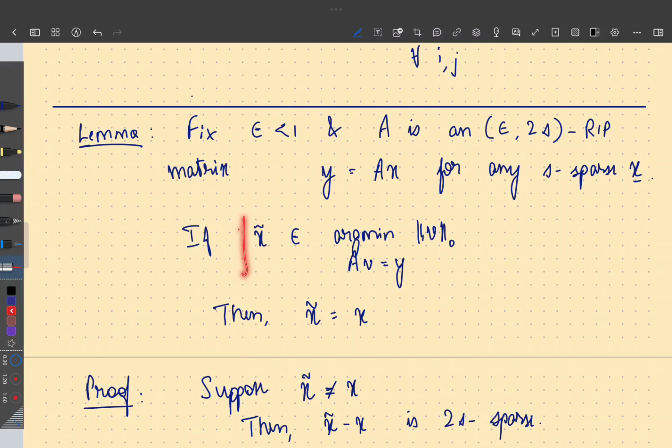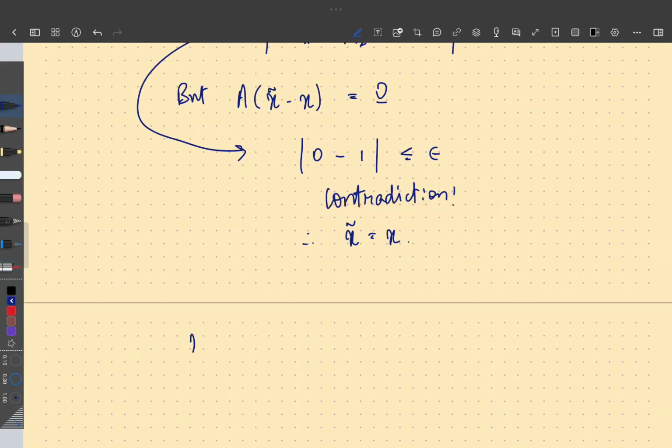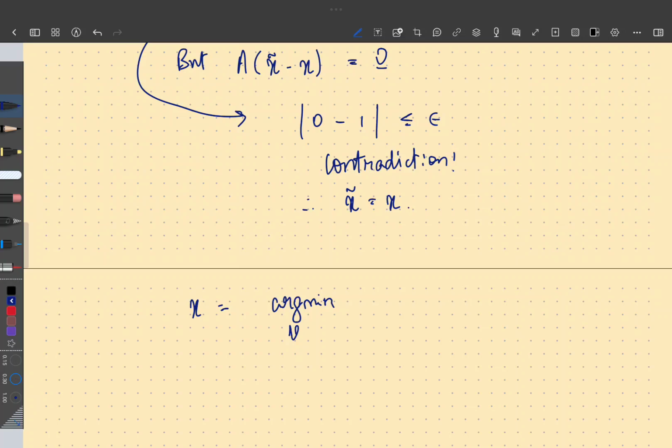Okay, so this means that we can recover x from A times x, right? So x is equal to arg min over all v such that Av is equal to y of the L0 norm of v. But unfortunately, there's no computationally efficient way of solving this optimization problem. The main reason is that the L0 norm is not a convex function.